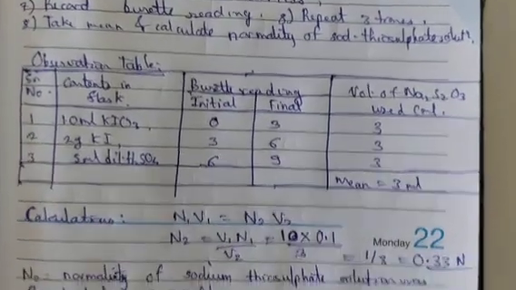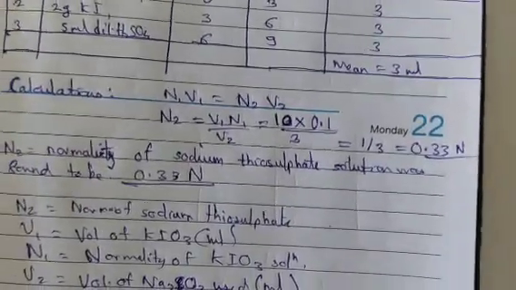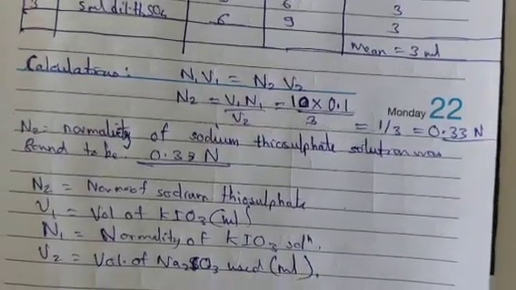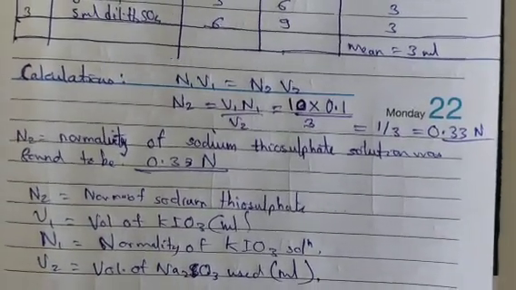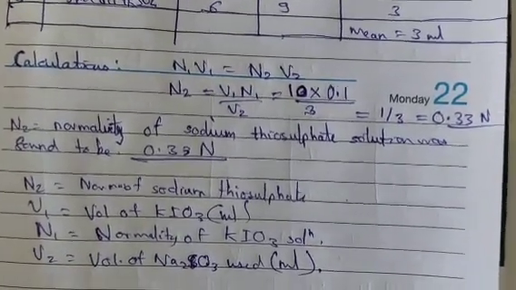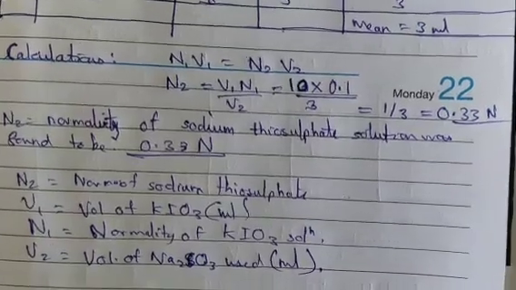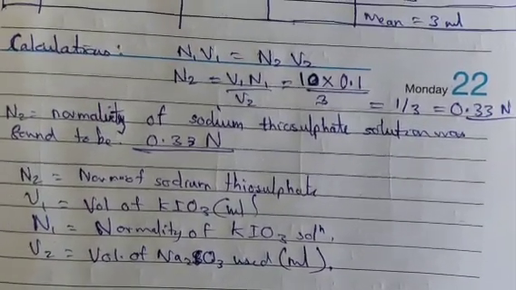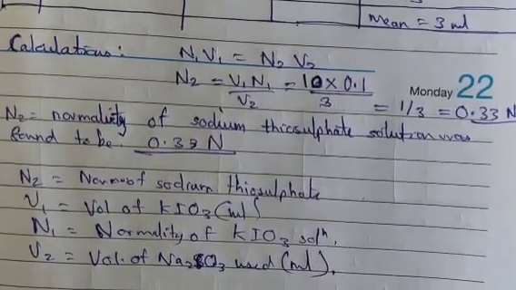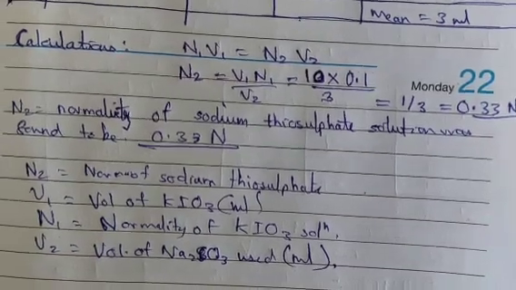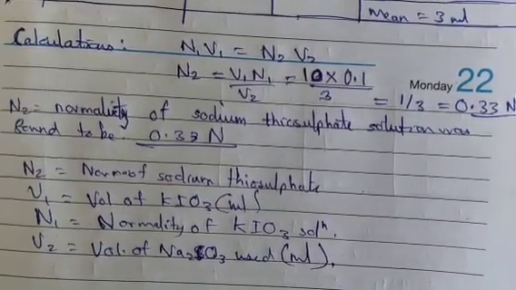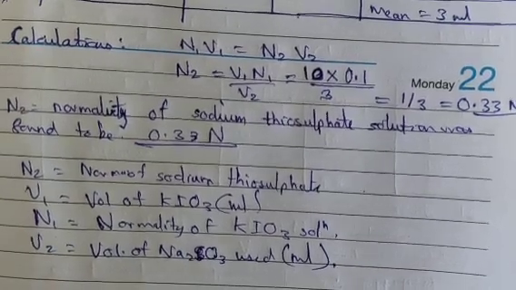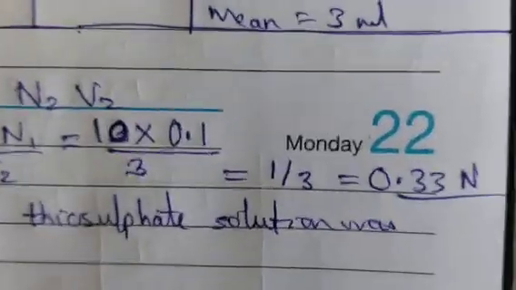Okay, and the calculation: N1V1 is equal to N2V2. N1V1 is for potassium iodate, and N2V2 is the normality and volume of sodium thiosulphate. So when we put the values, N1V1 means 0.1 normality into the volume of potassium iodate, which was 10 ml, upon 3. So it comes to 1 upon 3, that is 0.33 normal.